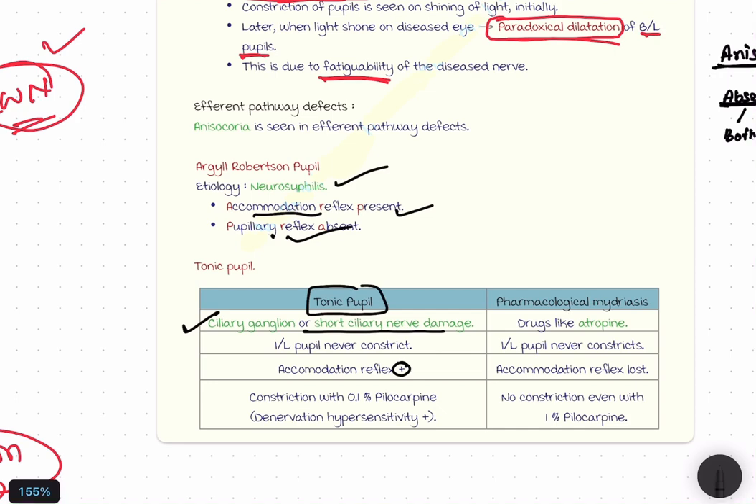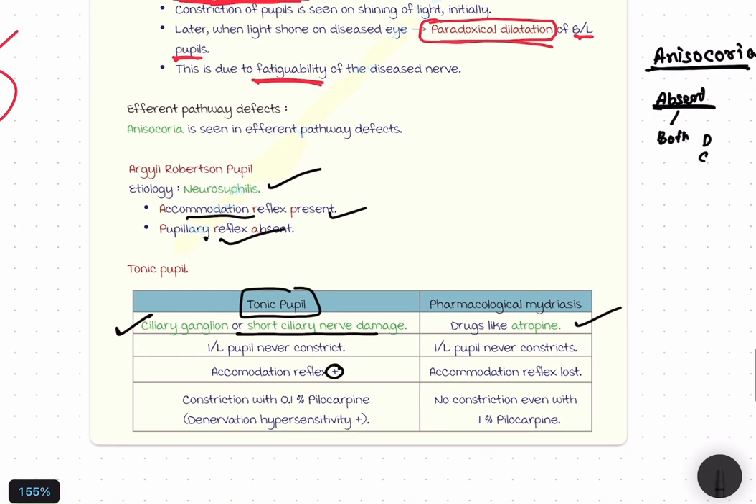But supposing I give atropine, and atropine is antimuscarinic and it is causing mydriasis, it's okay. But atropine is also cycloplegic, which is paralyzing the ciliary muscles, and that is causing loss of accommodation. So if anisocoria is presented to you and you see that the accommodation reflex is present, then it's a tonic pupil. But if the accommodation reflex is lost, then it is pharmacological mydriasis. That means atropine is not only a mydriatic, it is also cycloplegic, so the accommodation reflex is lost.